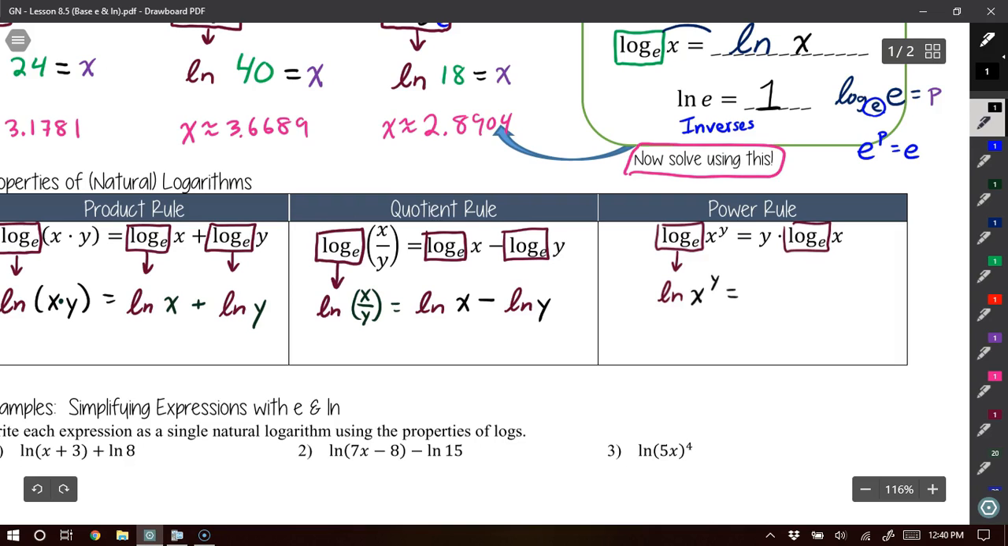And so when we had a power, what we learned is we can take that power and bring it down in front. And that's what we did over here. We took that power and we brought it down. It's just now we're replacing 4 letters, log base e, with 2 letters, ln. The rules are the exact same. Product rule, quotient rule, power rule. You just use them with ln's because ln's are shorthand for log base e.